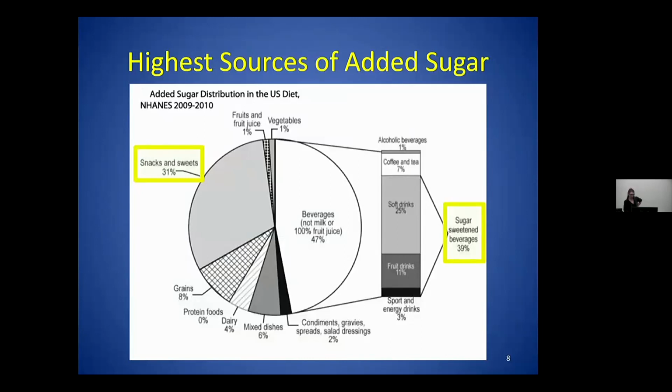Coming in second was the snacks and sweets, which I think for most of us, you would expect sweets to have sugar in them. They're sweet for a reason. But something that people may not think about is snacks having additional added sugar in them. So for instance, if you consume maybe like a Yoplait strawberry yogurt, those actually have 17 grams of added sugar, and that would be about 34% of the daily value.